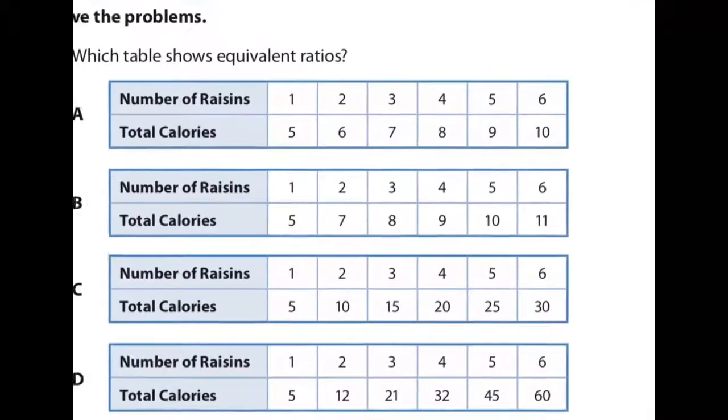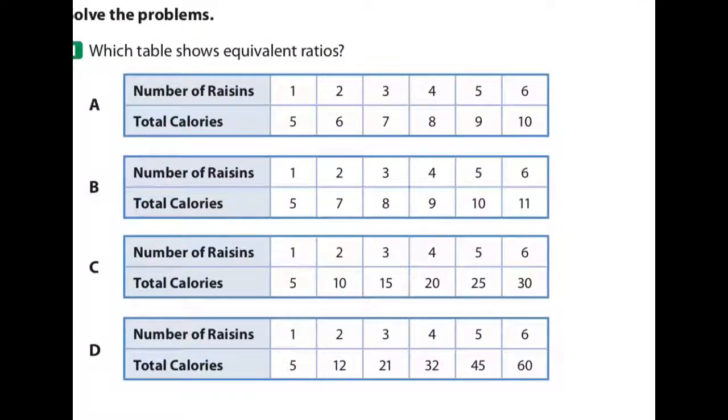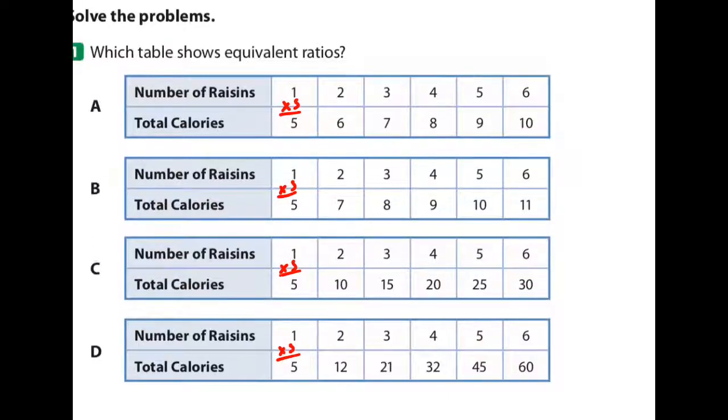Now the reason I'm starting there is because it's easy for me to figure out that 1 times 5 is 5, right? And that must be true for all of the ratios to be equivalent. So I'm going to go through and check the next one. Let's check the second one. Is 2 times 5 6? No. 2 times 5 is 10, so it can't be A. Is 2 times 5 7? No, it's 10. Is 2 times 5 10? Yes, it is, so it can be C.